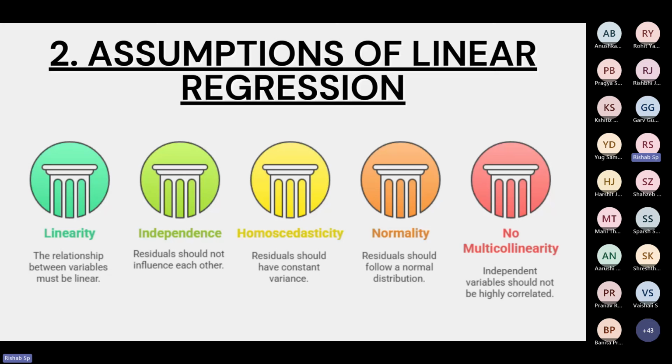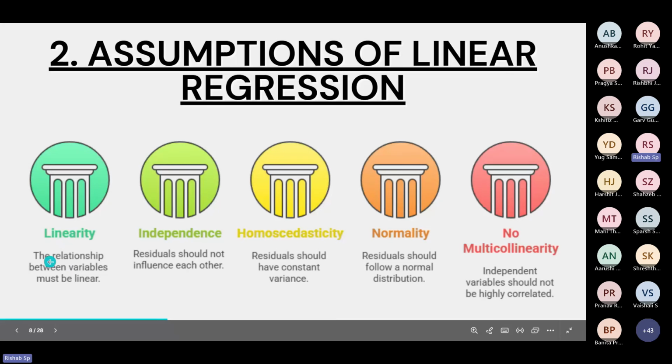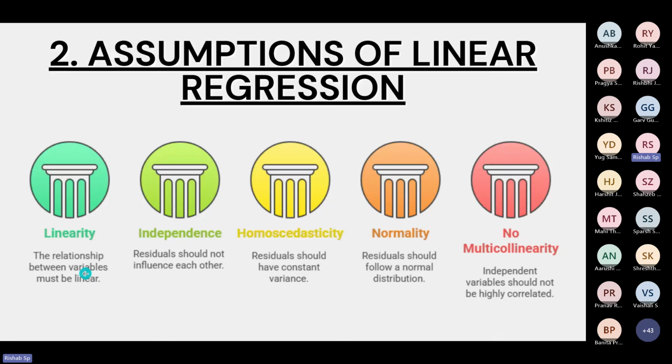So I'll briefly explain. Linearity: the relationship between variables must be linear. So here it talks more about the variable factor. Independence: residuals should not influence each other. It's talking about residuals. Residuals means errors. Homoscedasticity: residuals should have constant variance. Normality: residuals should be normally distributed.